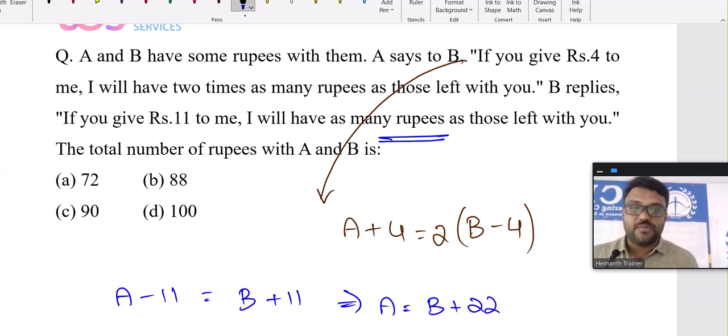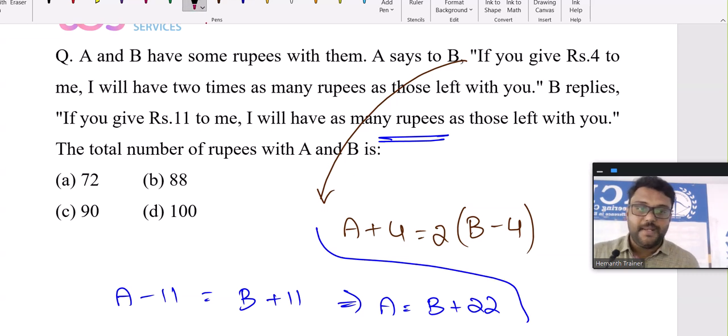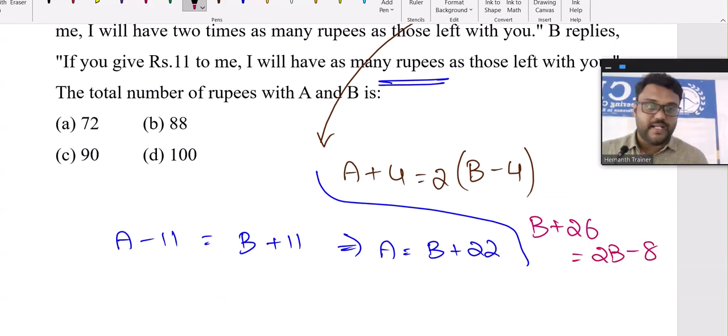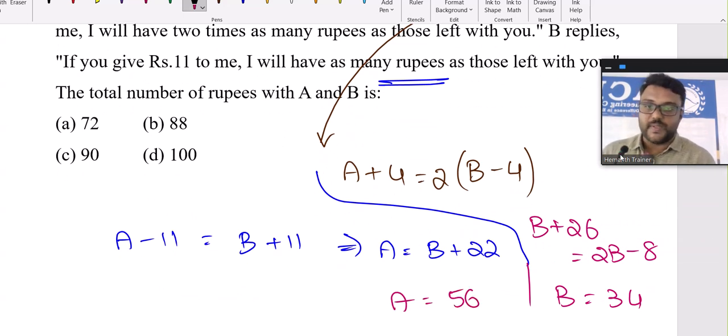Right. Now substitute that in the above. When A is B plus 22, the left hand side will be B plus 26. The right hand side will be 2B minus 8. This minus 8 will go to that side. So we can consider B equal to 34. B is 34, that is what we'll get. When B is 34, A will be equal to 56. Now 68 plus 22, you got 90. A plus B is what the question asks.